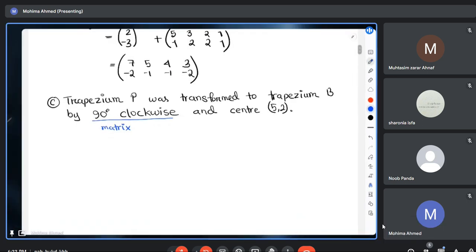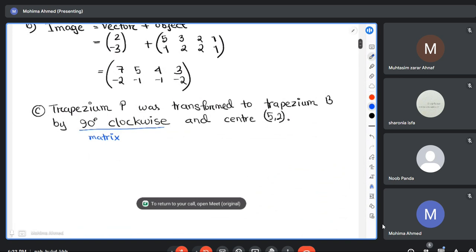Okay, so we will start again. Now, this was the statement which was provided in your question, right? That trapezium P was transformed to trapezium B under 90-degree clockwise, and the center was 5, 2.